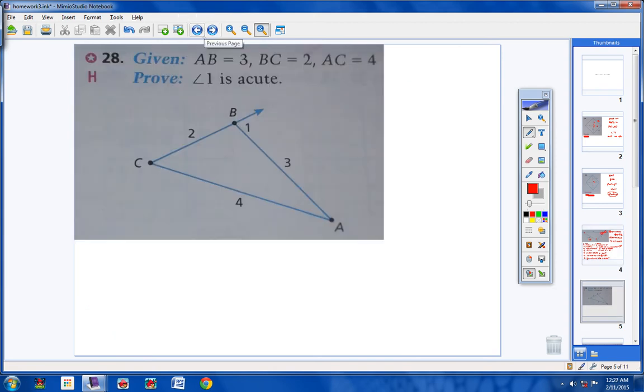Alright, number 28. It's kind of the same thought process again, students. I'm going to go ahead and first of all get some numbers in here. I love using numbers on my angles, so I'm going to call this angle 2. I'm going to call this angle 3. I'm going to call this angle 4.